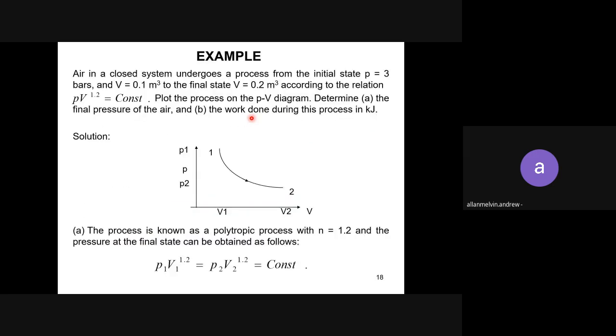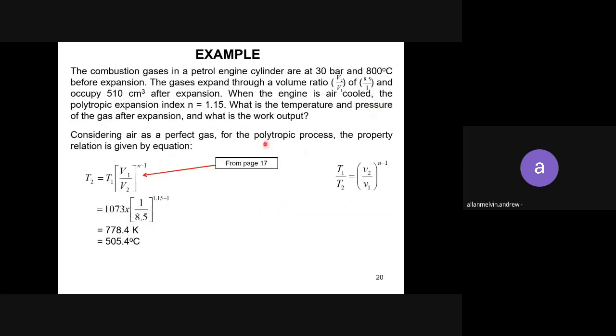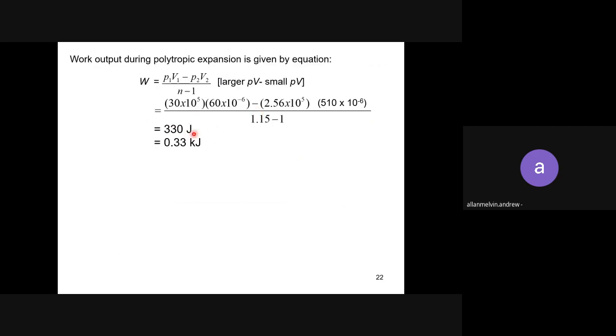I think the previous question they asked for the work done in kilojoule. So here it's not asked, so you can just leave it in joule. Or if you want to convert to kilojoule, you just divide by 1000. So you will get 0.33 kilojoule.